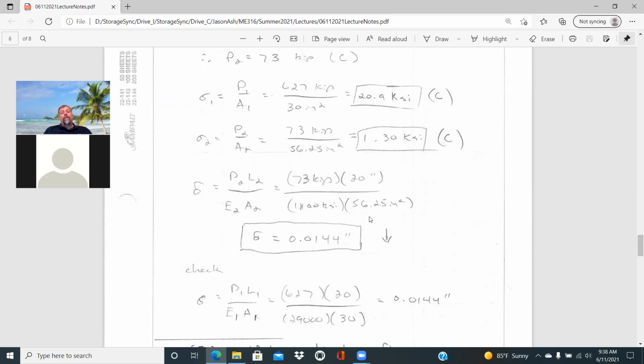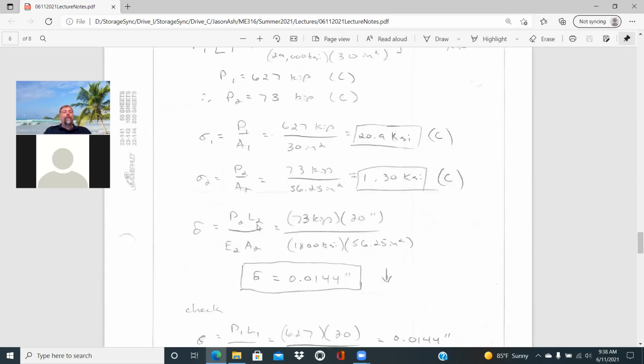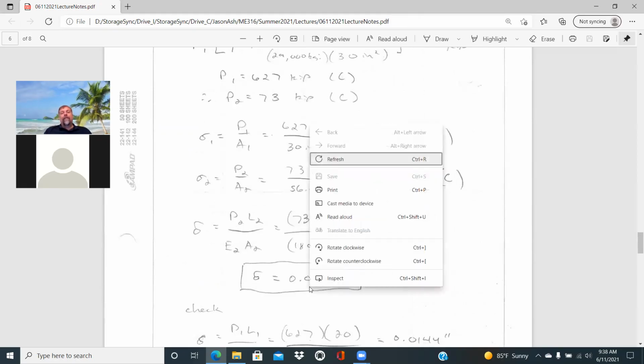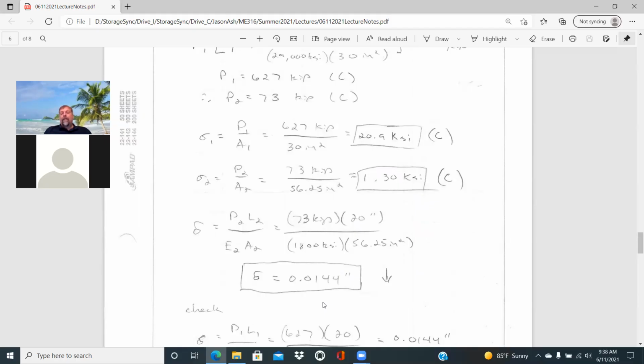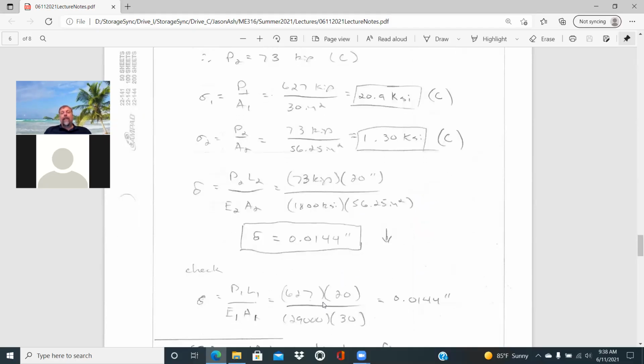Then to figure out the displacement, all we have to do is take our solution, P2, 73 kip, and solve its displacement, P2L2 over E2A2. And we find that that displacement is 0.0144 inches down. And this is really the sleight of hand trick, or really the check that you can do to just verify you did the analysis correctly.